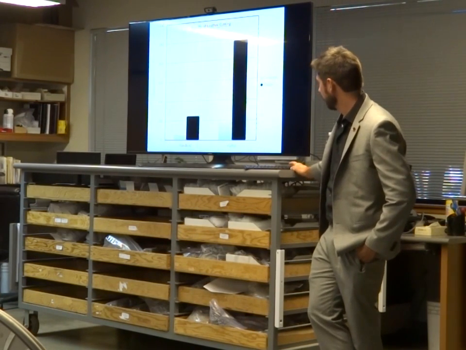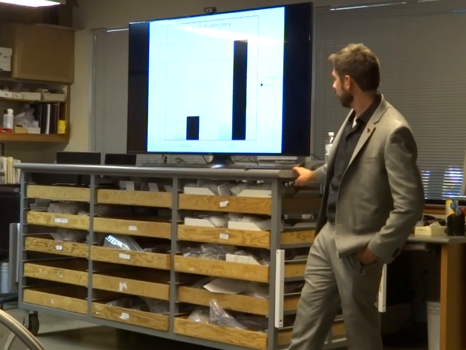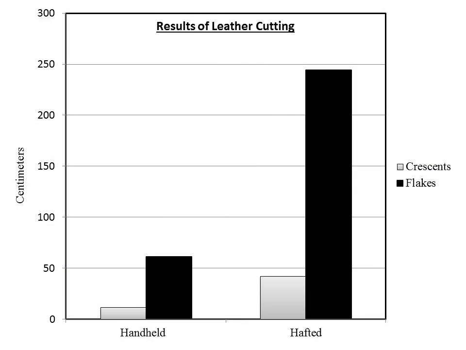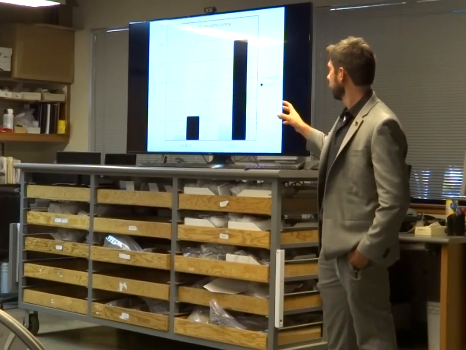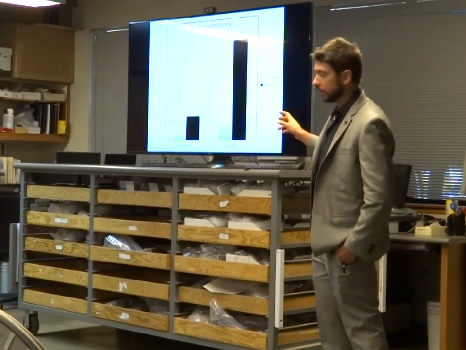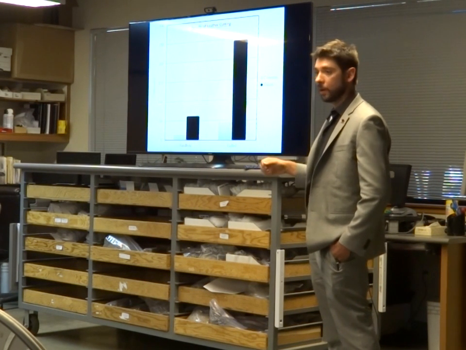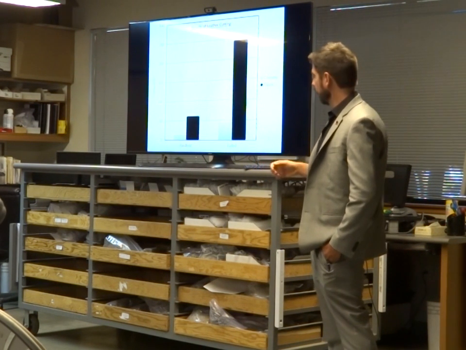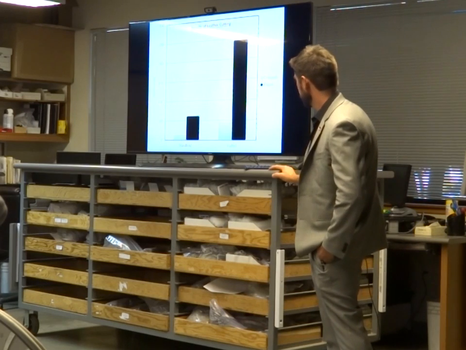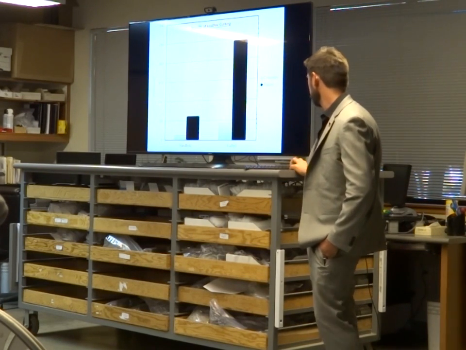Here's an example of that, showing that the handheld flakes still outperform the hafted crescents. The other thing to take away from this is that hafting greatly increases your effectiveness. It allows you more leverage and grip strength, and it was at least 4 times more effective.